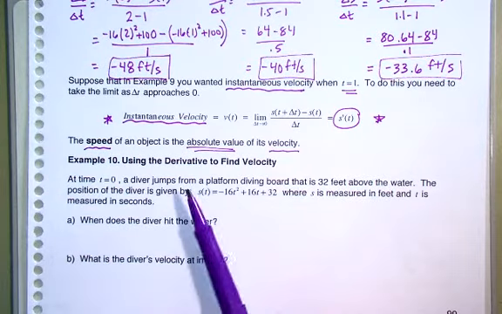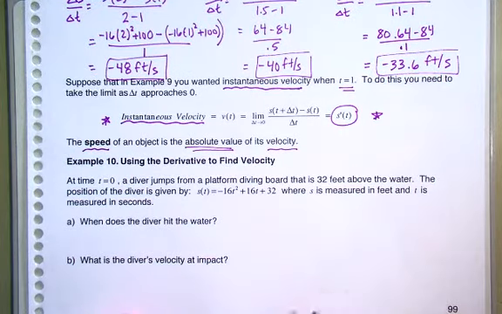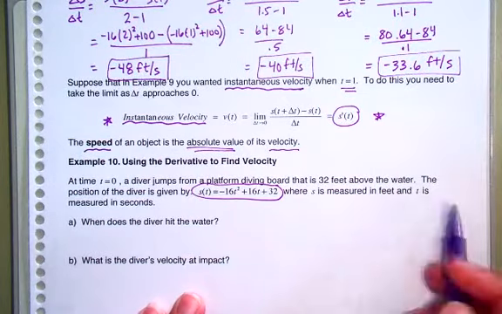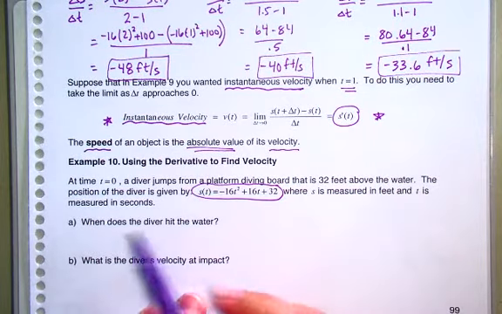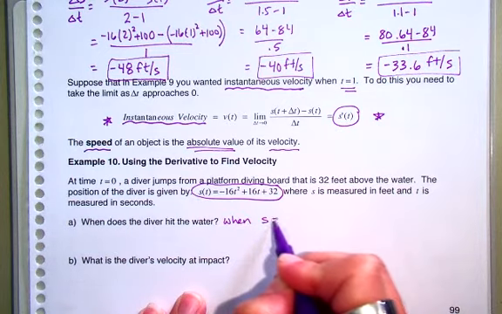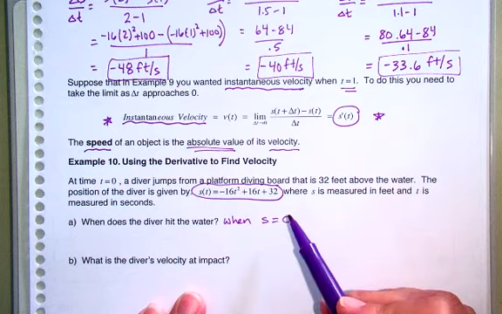Example 10, using the derivative to find velocity. At time 0, a diver jumps from a platform 32 feet above water. The position function, here it is, s of t, where s is measured in feet, t is measured in seconds. When does the diver hit the water? Well, the diver hits the water when s equals 0, because we're starting at 32 feet above water. Hitting the water would be a distance of 0.